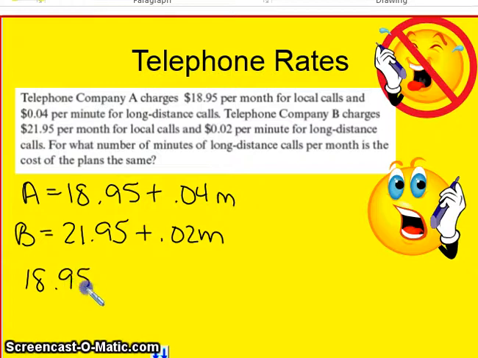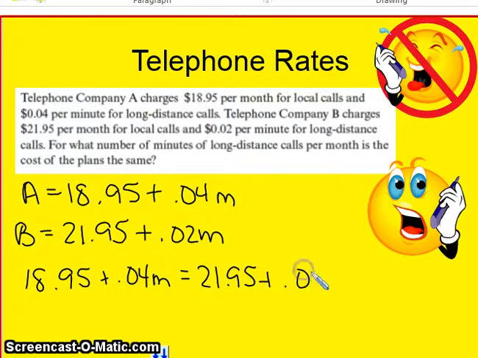$18.95 plus 0.04m equals $21.95 plus 0.02m. Now we need to solve for m because we need to know for what number of minutes of long-distance calls is the cost the same.